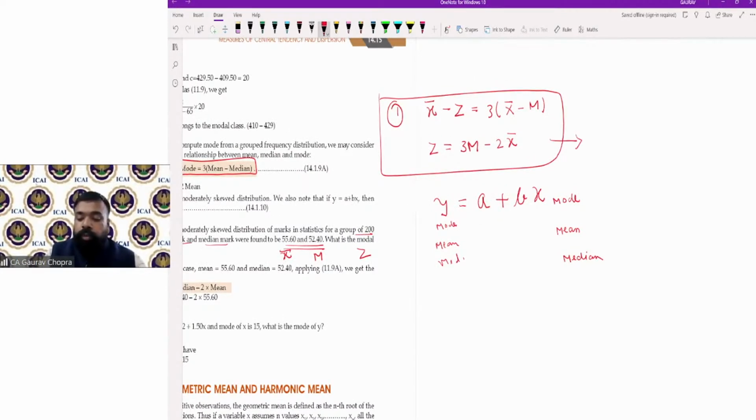So let's substitute Z equal to 3 into 55.6 minus 2 into 52.4. Calculate this and let me know the result.